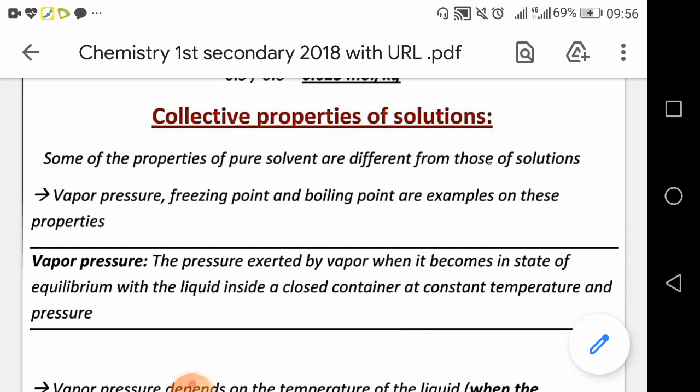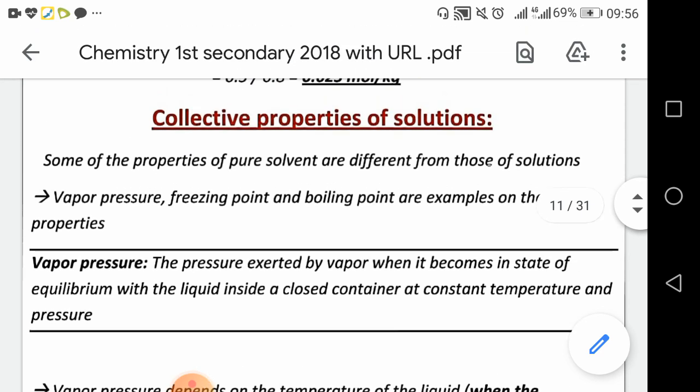The colligative properties are the properties which depend on the number of particles in the solution, not on the type of these particles. This means what? Particles of sugar, like the particles of salt, have no difference in the effect of these properties even though they differ in type. If they are present with the same number of particles, the same effect in the colligative properties will occur.